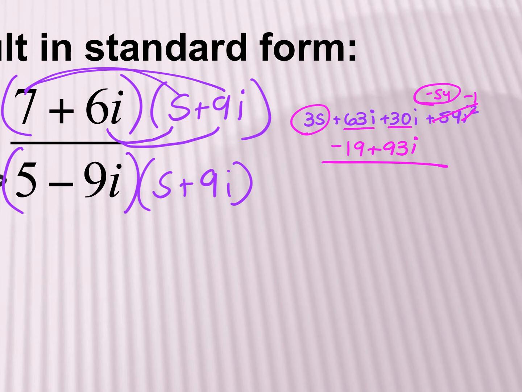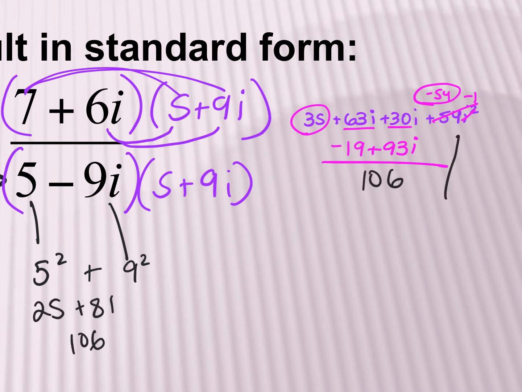Now the bottom, you could FOIL out, or a squared plus b squared, do the shortcut. The a is 5, the b is 9, put a plus between them. So you do 5 squared.